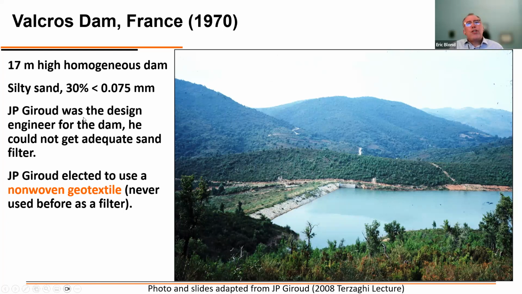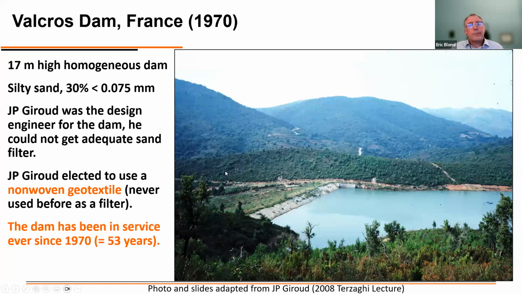JP was the design engineer for this dam, and he was not able to get adequate sand filter for this particular location. So again, scarcity of granular materials in a given region, and that was in the early 70s. So he elected to use a non-woven geotextile, which had never been used before as a filter. So it was an innovation from the 70s.